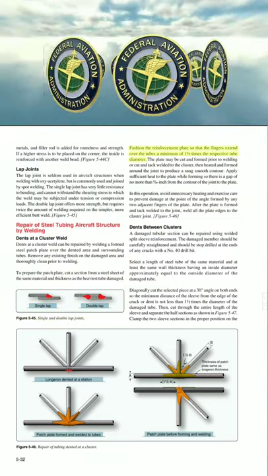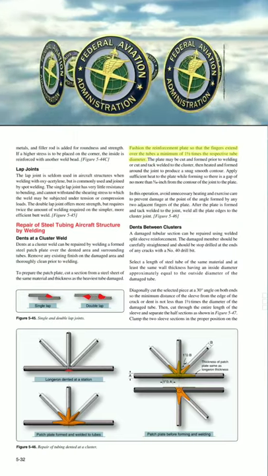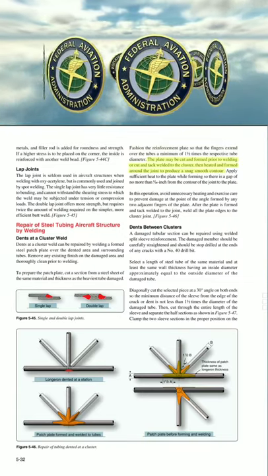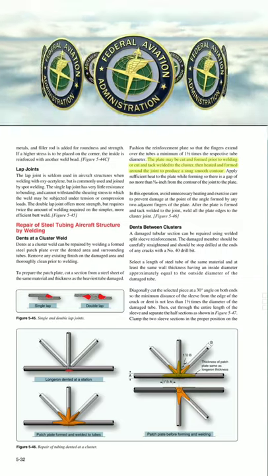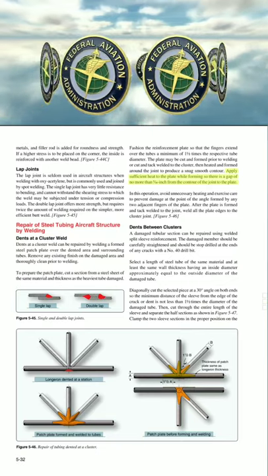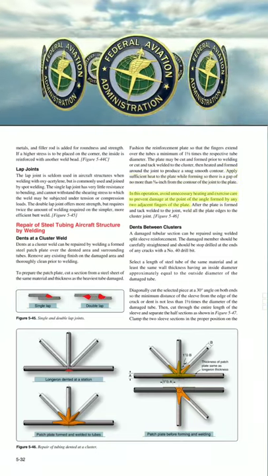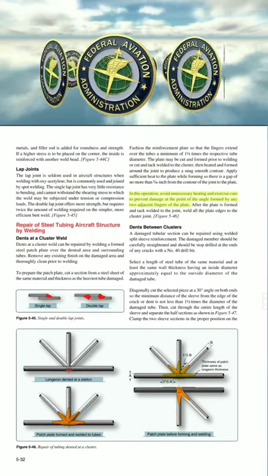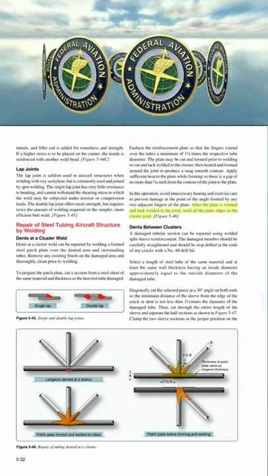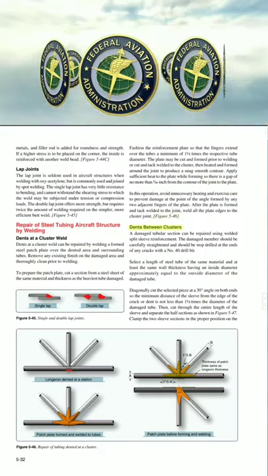Fashion the reinforcement plate so that the fingers extend over the tubes a minimum of 1.5 times the respective tube diameter. The plate may be cut and formed prior to welding, or cut and tack welded to the cluster, then heated and formed around the joint to produce a snug, smooth contour. Apply sufficient heat to the plate while forming so there is a gap of no more than 1/16 inch from the contour of the joint to the plate. In this operation, avoid unnecessary heating and exercise care to prevent damage at the point of the angle formed by any two adjacent fingers of the plate. After the plate is formed and tack welded to the joint, weld all the plate edges to the cluster joint. Figure 5-46. Dents between clusters.